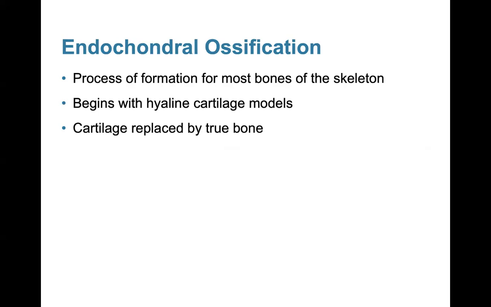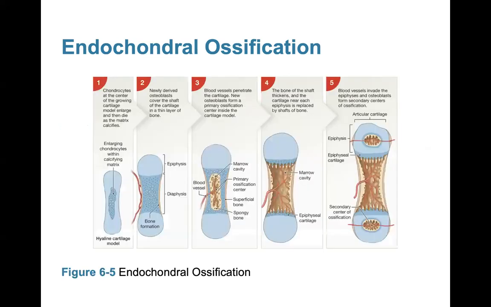Endochondral ossification, on the other hand, is the process of formation for most bones of the skeleton. It begins with hyaline cartilage models. The cartilage is replaced by true bone. And here we can see in the first stage, chondrocytes at the center of the growing cartilage model will enlarge and then die as the matrix calcifies. The newly derived osteoblasts will then cover the shaft of the cartilage in a thin layer of bone.